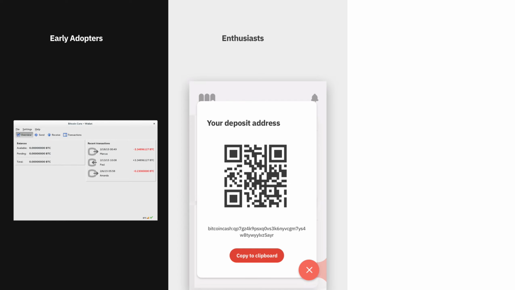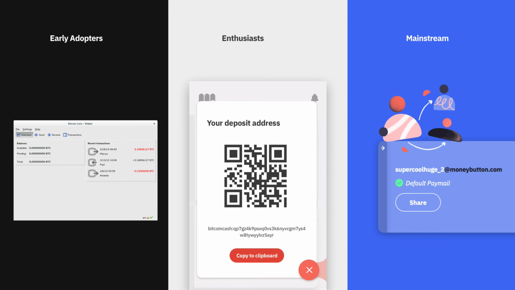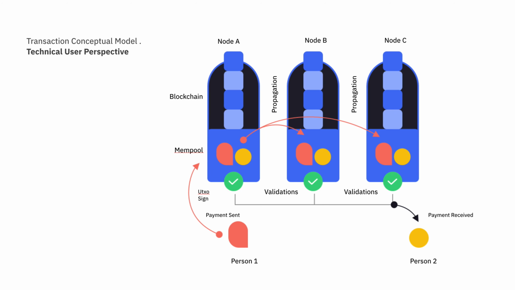We're currently in a sort of enthusiast phase. This is a screenshot of the Money Button deposit screen, and we have a better user experience than the early days, but we still have some problems to solve. The idea of Paymail is basically to create this sort of foundational naming system and query protocol that allows us to solve every remaining user experience problem to reach a genuinely mainstream audience.